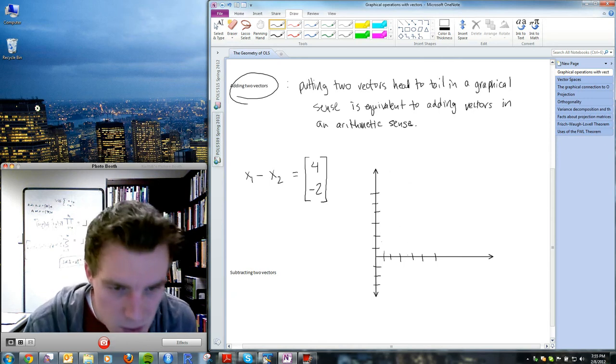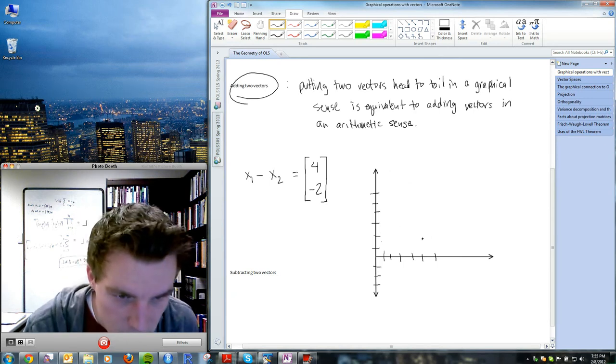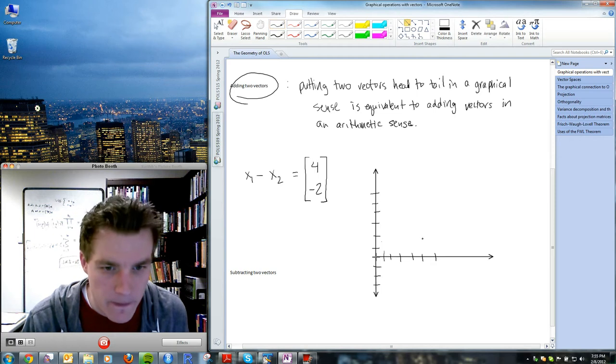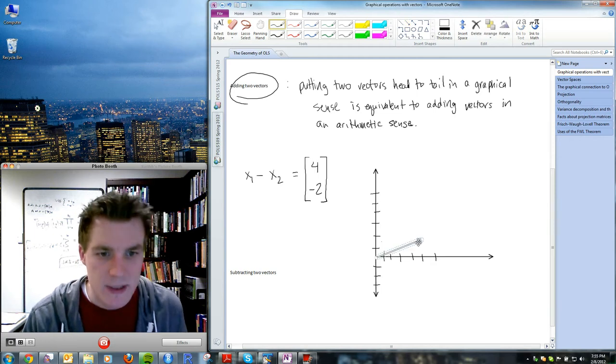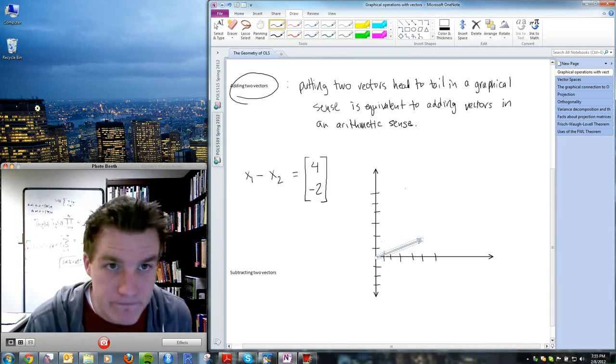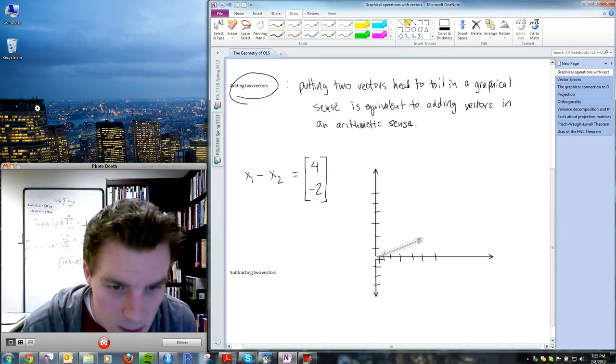Okay, so again, plotting x1 and x2. x1 is 5, 2, so 1, 2, 3, 4, 5, 1, 2. There it is. Put in that vector there. There's x1. x2 is 1, 4. So I'm just going to go straight there. 1, 1, 2, 3, 4. Nice spacing.